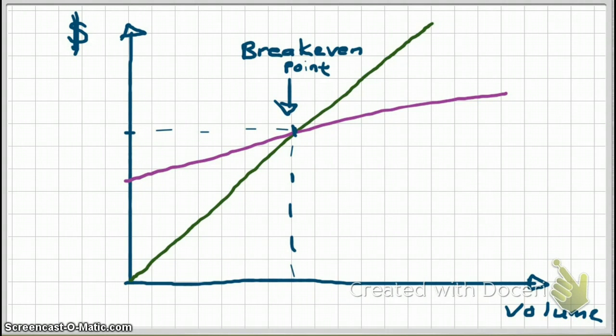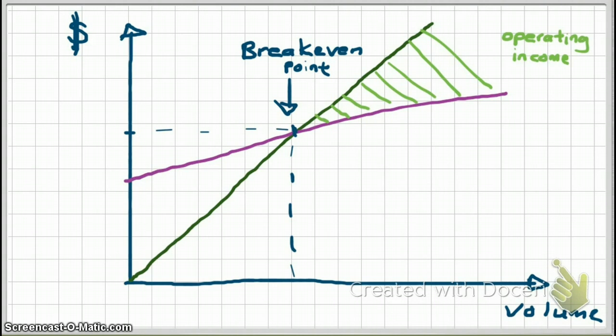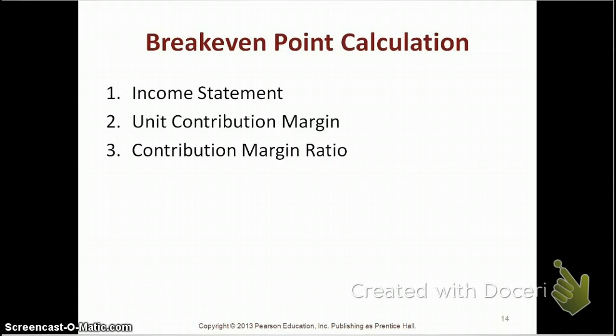That's your break-even point. The cone that extends to the right of your break-even point is your operating income. The green stripes represent your operating income. The left side of your break-even point represents operating losses. Now let's take a look at how to calculate break-even point. We use 3 methods to calculate break-even point: the income statement method, unit contribution margin method, and the contribution margin ratio method.